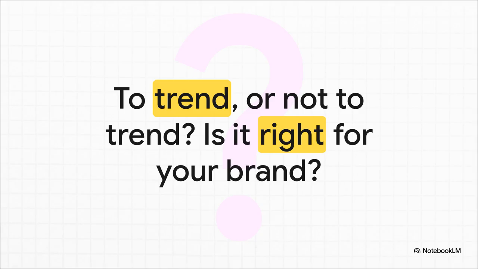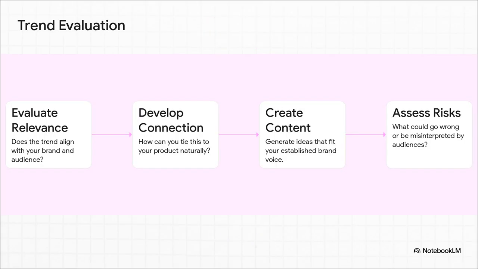But this is where we can reframe AI's role. It's not just a content creator anymore, it's a strategic sounding board to help you make the right call. So instead of just prompting, write a post about this trend, you use a much more strategic 4-step process. You ask the AI to help you evaluate relevance, to brainstorm authentic connections to your brand, and crucially, to help you assess the potential risks. This is all about using AI for strategy, not just for execution.